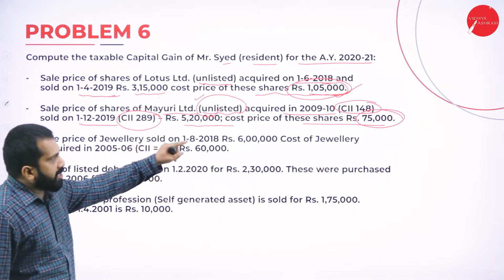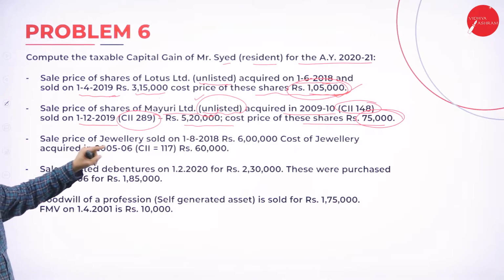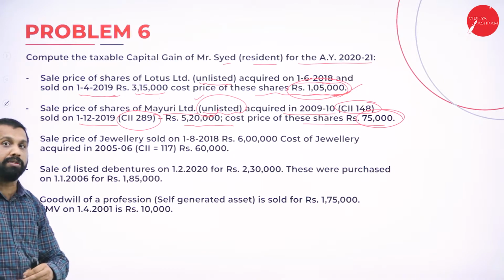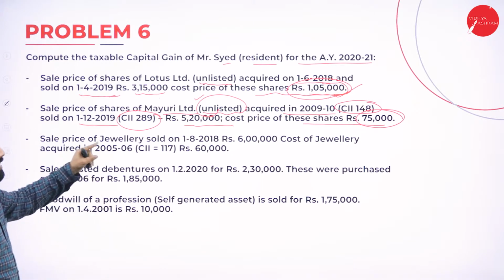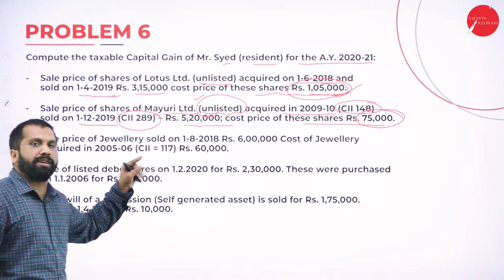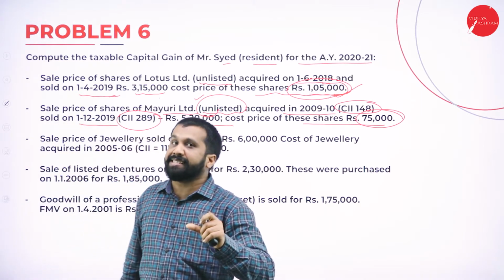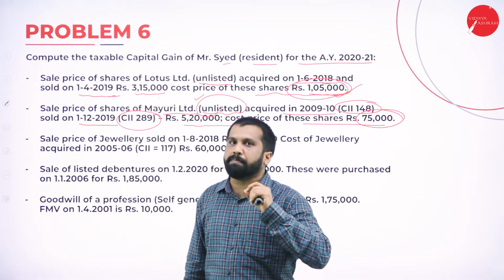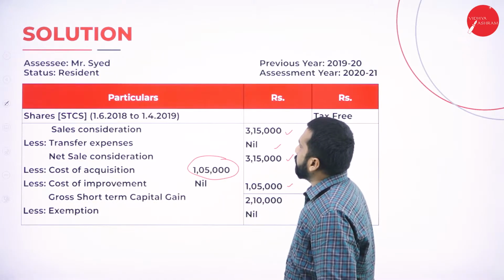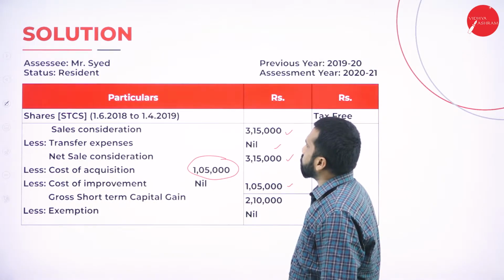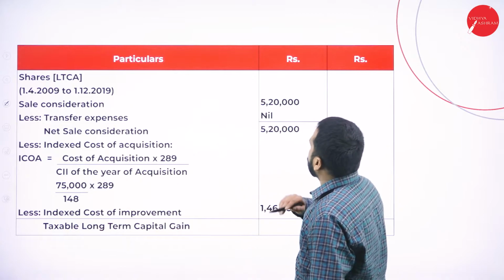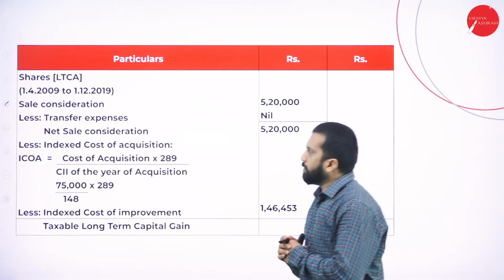It was purchased on 9/10 and sold on 19. So it will be what? Short term or long term? Long term. What is the year? It is more than 2 years. So we should consider as a long term. Indexation? Yes, it will apply. Now, as per this, your shares, long-term capital gain, yes.